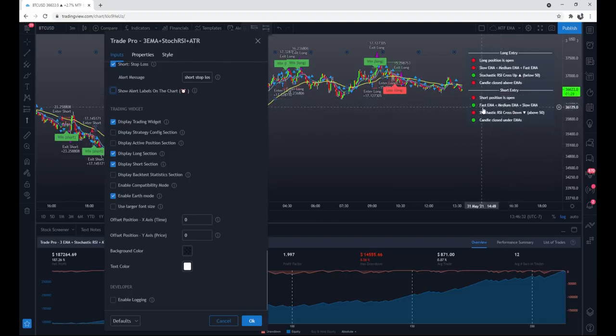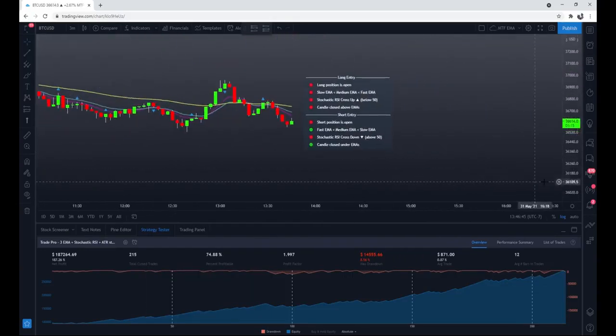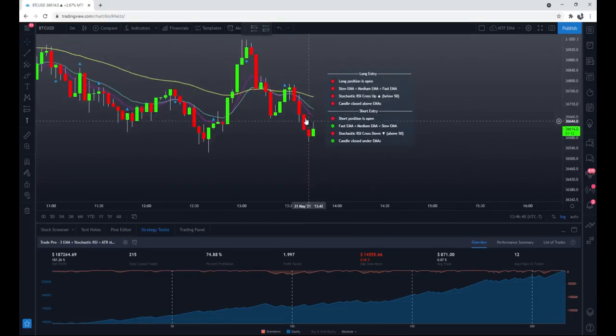So if the fast EMA is below medium, below the slow, then we have valid for a short entry, as you can see is happening right now. If we zoom in here, see the EMAs are pointing all down, they're spread out. So we have the fast EMA below the medium, which is below the slow, so it's valid for a short entry. That criteria is being met. We have a candle closed under the EMAs, which is another criteria being met for a short position, but we don't have the stochastic RSI crossing down from above the 50 line. So we can't actually take a short position until that criteria is met. And clearly none of the long position criteria is being met, so all the red dots are shown here.